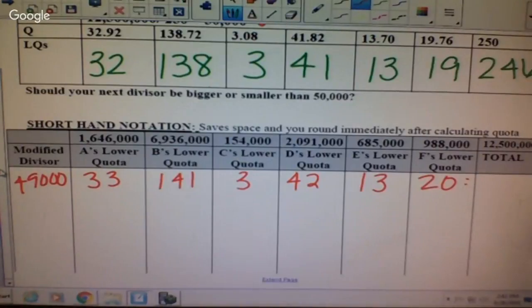We're now at 33, 141, 3, 42, 13, and 20. Notice we're going off of the lower quotas. Jefferson is always lower quotas. 174 plus 3. Bro, hold up, stop doing it out loud. They're trying to do it off the head. 177.